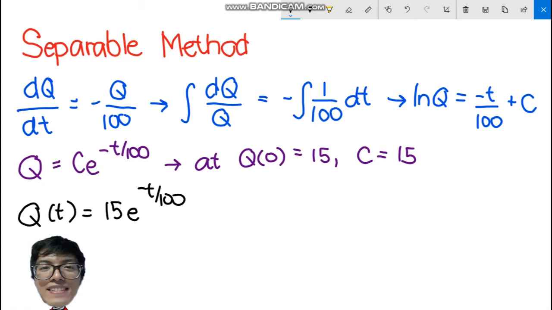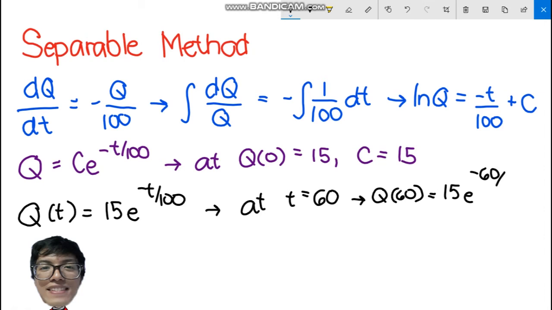Next, we will solve the problem, which was at t equals 60 minutes, what would be the value of the mass remaining? So at t equal to 60 minutes, we will have Q of 60, which will be equal to 15e to the negative 60 over 100. Using our calculator, we will get 8.23 kilograms.